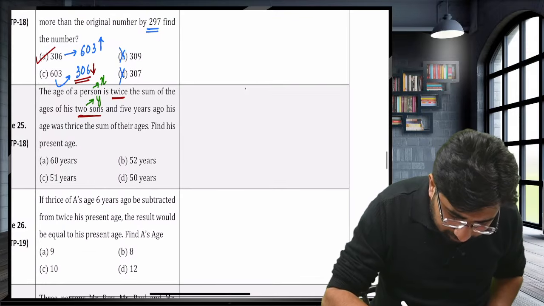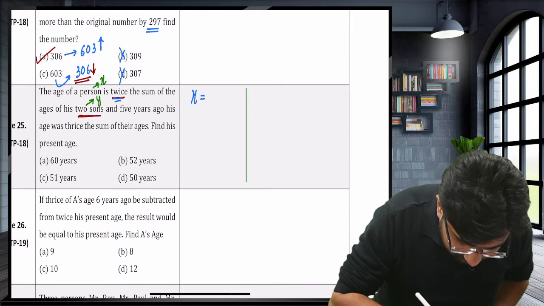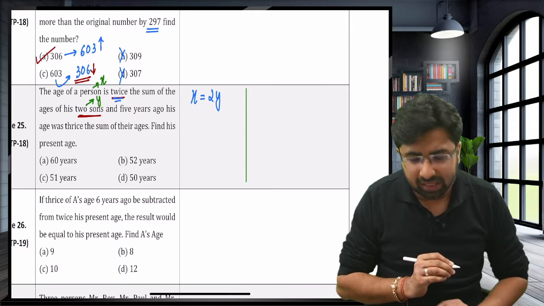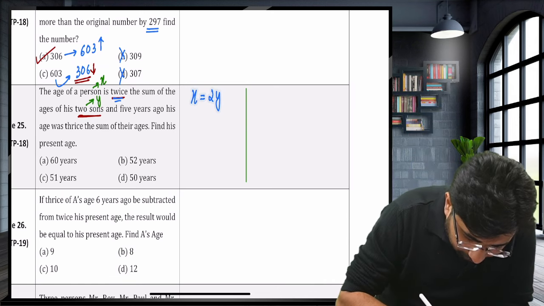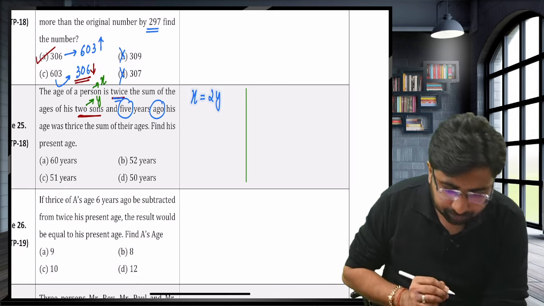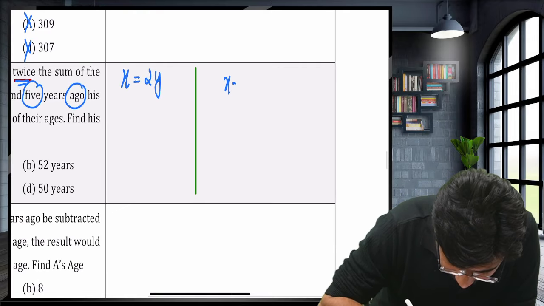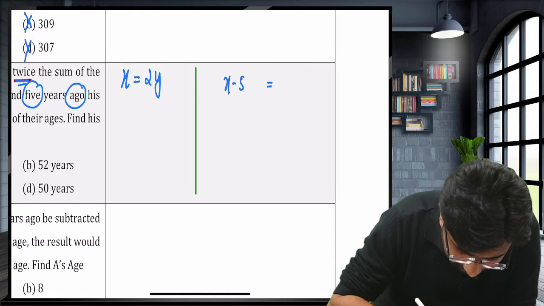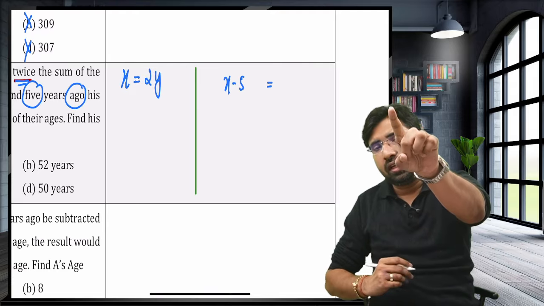What is the question saying? The age of the person is twice the sum of the ages of the two sons. Sum of the ages I have assumed Y. Now, 5 years ago, what will be the age of X 5 years ago? X minus 5. Now, what will be the age of Y 5 years ago? Y minus 5. No, here you are wrong.